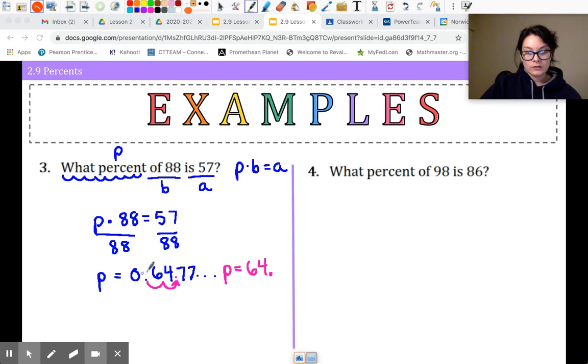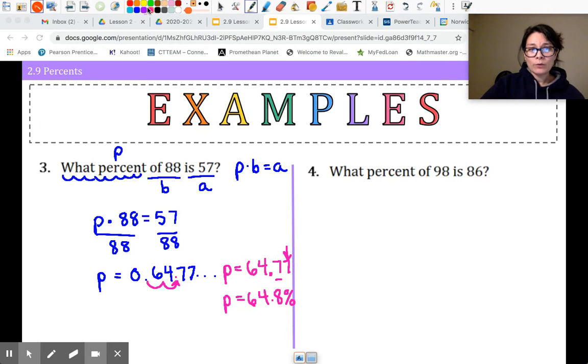So it's 0.6477. So it was 64.77. And again, I'll just round here. So I'll round that to 64.8%. So I'm just using this 7 here to bump this 7 up. Remember, if it's 5 or more, you raise the score.